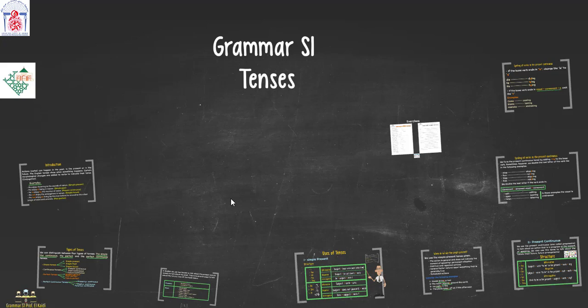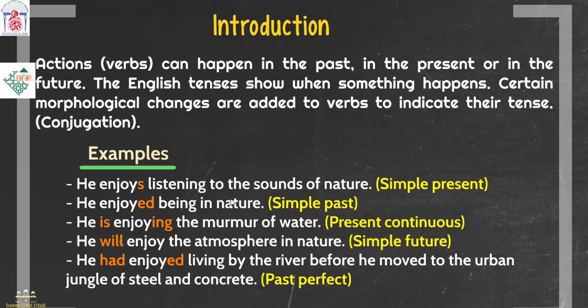Okay. All right. Now let's get started. Now, actions, verbs can happen in the past, in the present, or in the future, right? These are the three major tenses in the English language: the present, the past, and the future. The English tenses show when something happens, right? Not just the English tenses, in fact, but all tenses in all languages show when something happens. Certain morphological changes are added to verbs to indicate their tense.